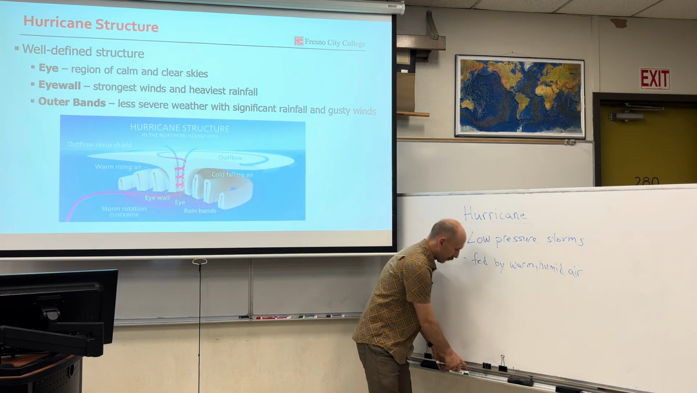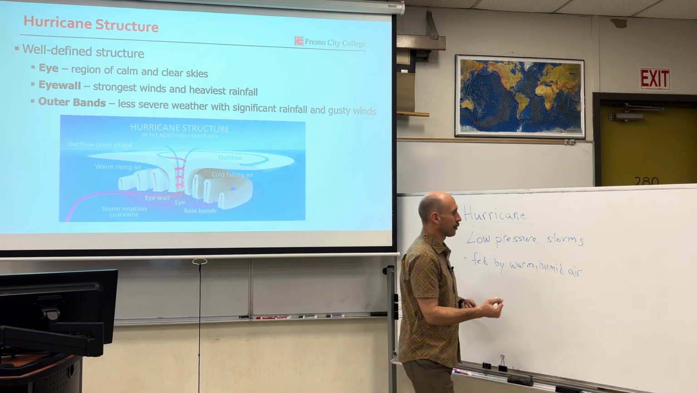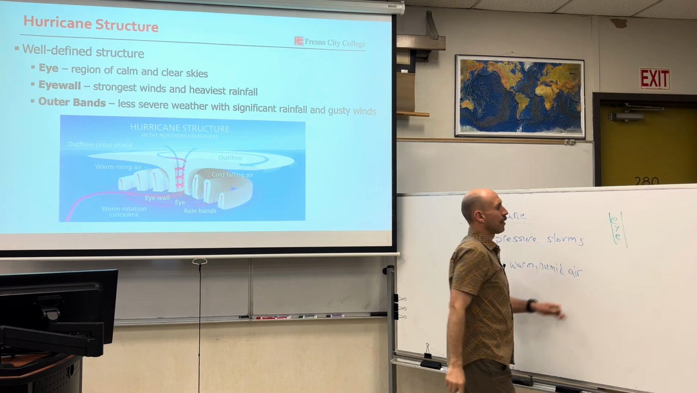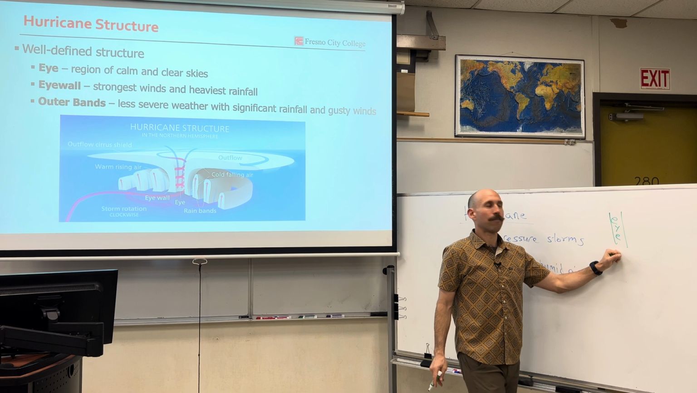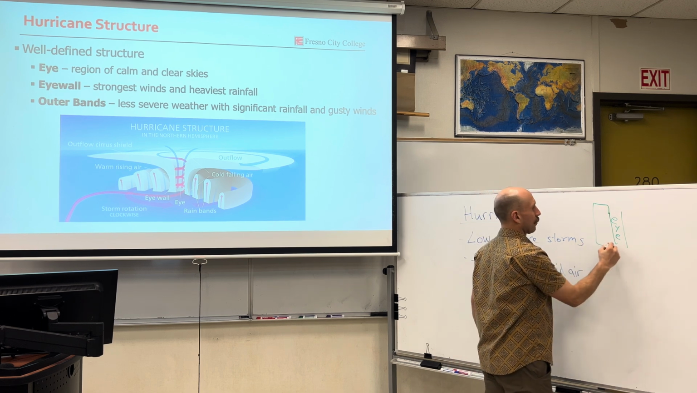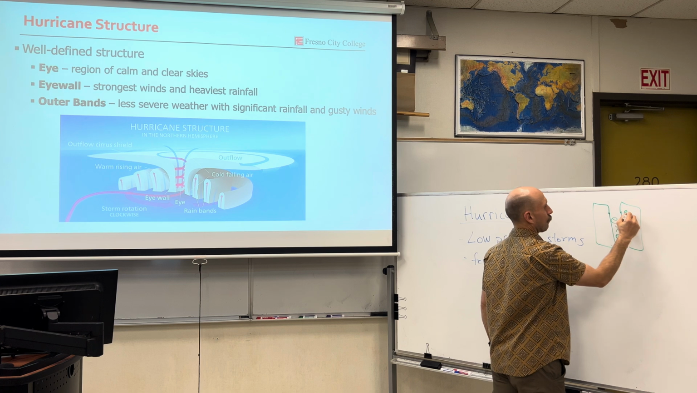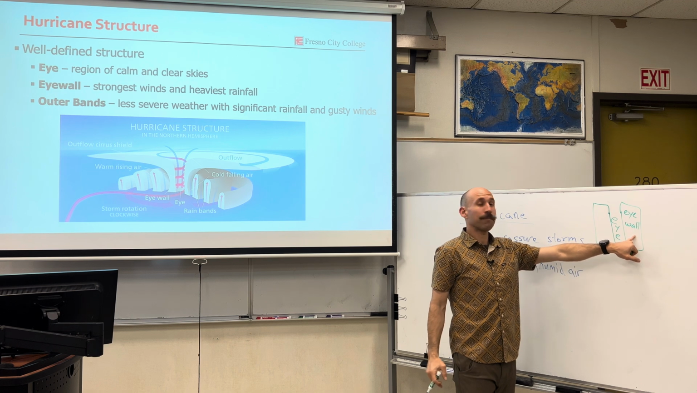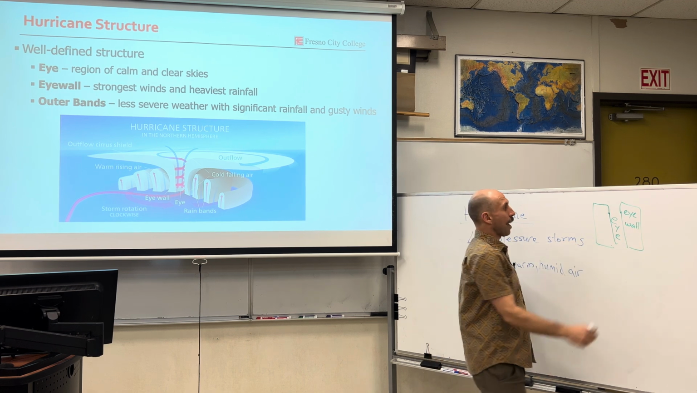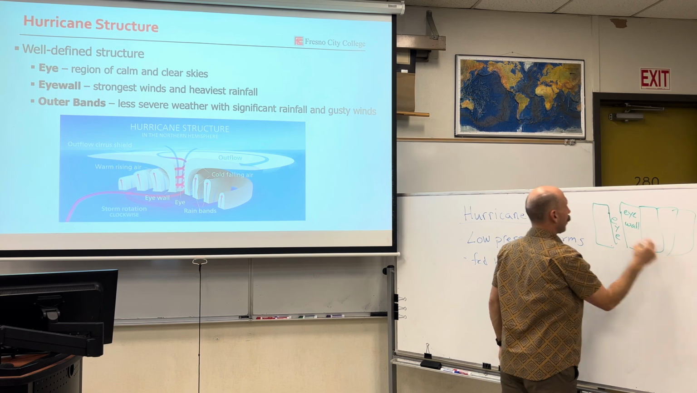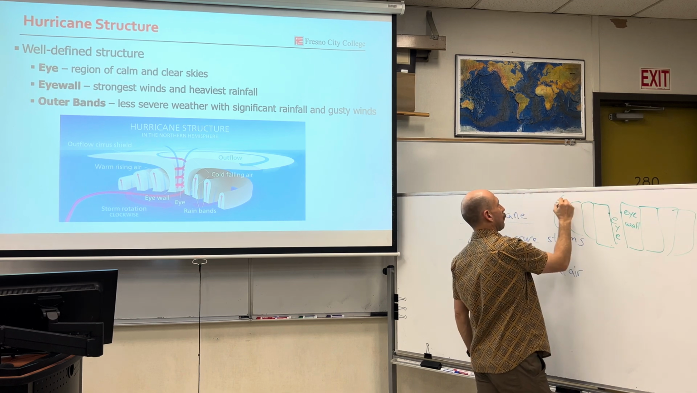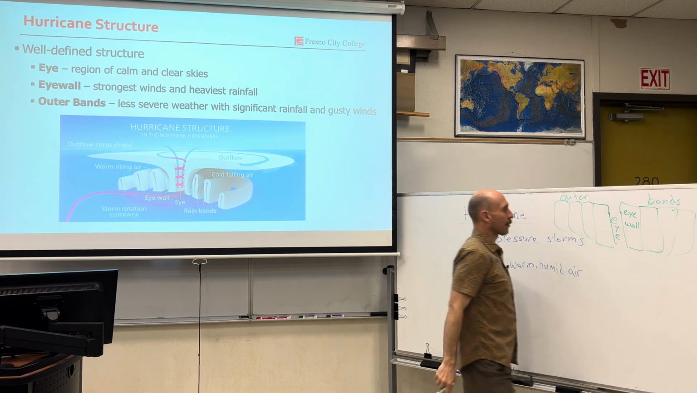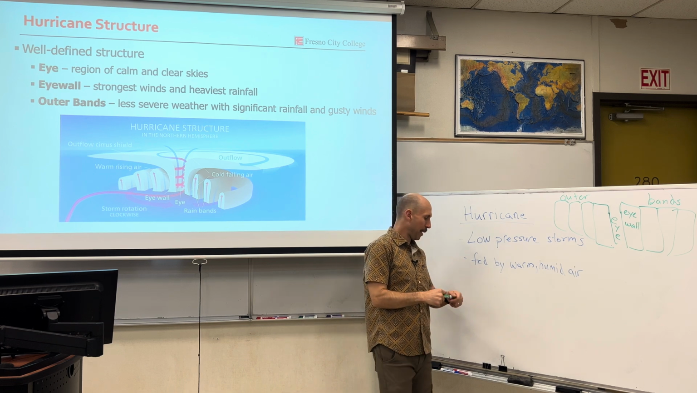Hurricanes have three main parts. In the very center, you've got the eye. Extreme low pressure, very calm. Right around the eye is the eye wall, and this is where the highest winds and the most precipitation is going to occur. Outside of that, you've got the outer bands. There's a lot of rainfall here too. These storms are massive. You can see them from space.